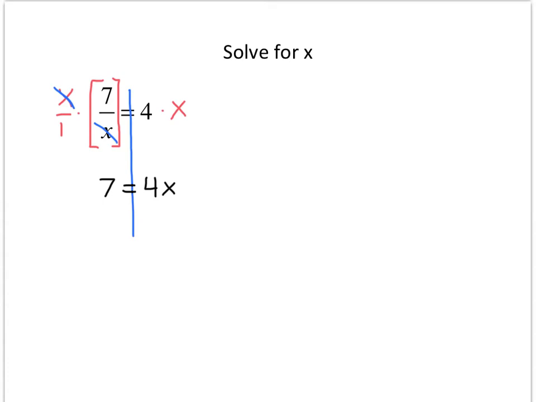Now that x is out of the denominator, I can simply apply the division of 4 to both sides of the equation. Again, inverse. 4 is being multiplied and divided, so it divides to 1. And I'm left with the answer that 7 over 4 is equal to x.